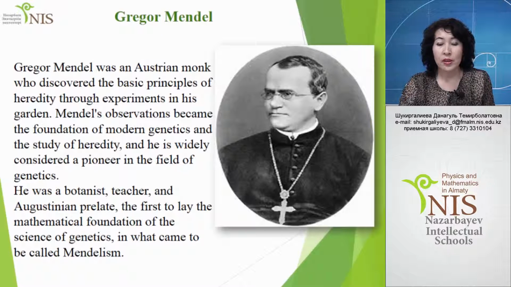The second person is Gregor Mendel. Gregor Mendel was an Austrian monk who discovered the basic principles of heredity through experiments in his garden. Mendel's observations became the foundation of modern genetics and the study of heredity, and he is widely considered a pioneer in the field of genetics. He was a botanist, teacher, and Augustinian prelate, the first to lay the mathematical foundation of the science of genetics in what came to be called Mendelism.